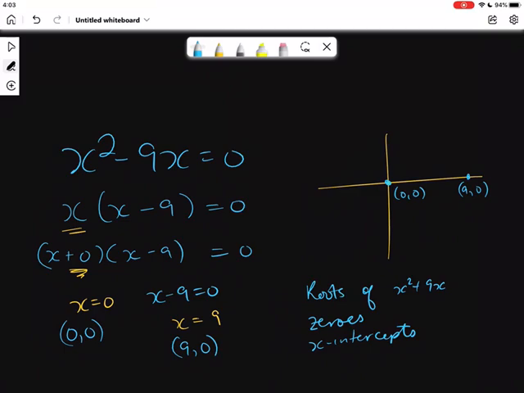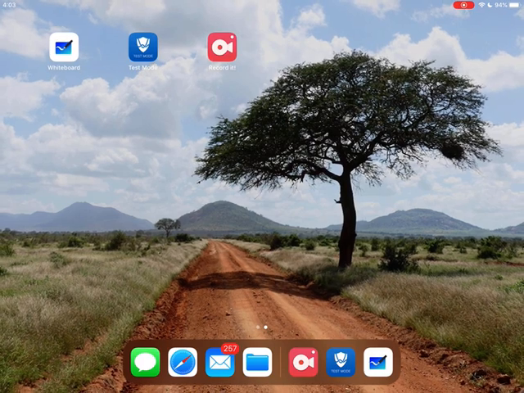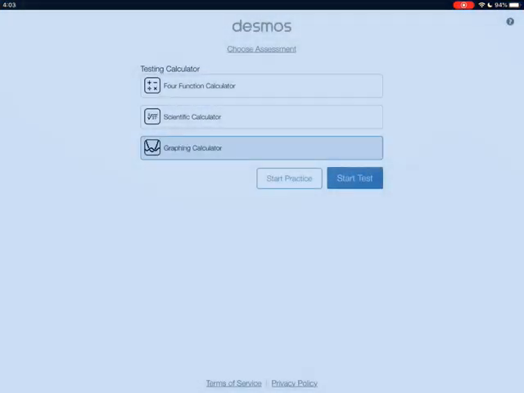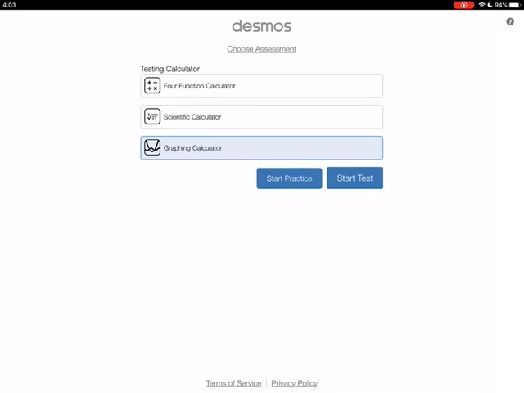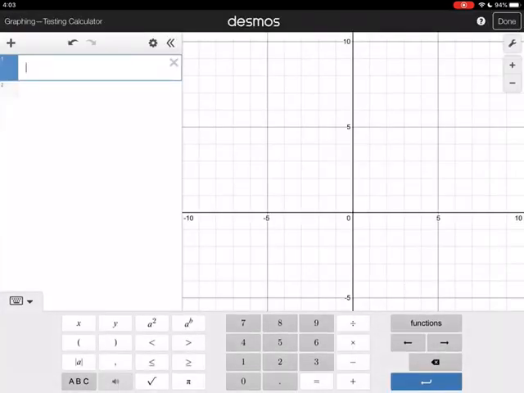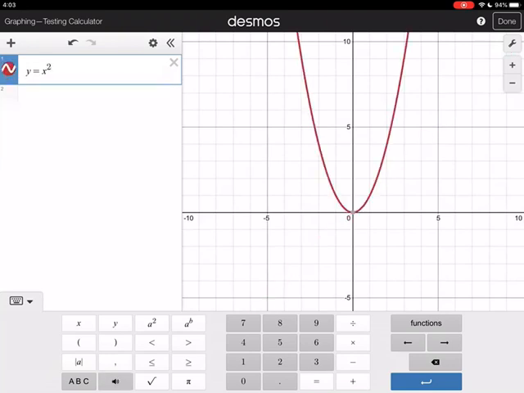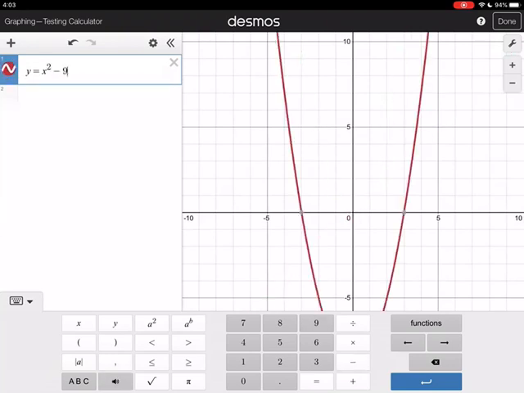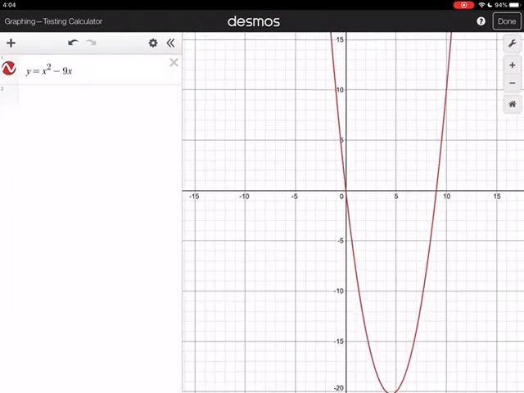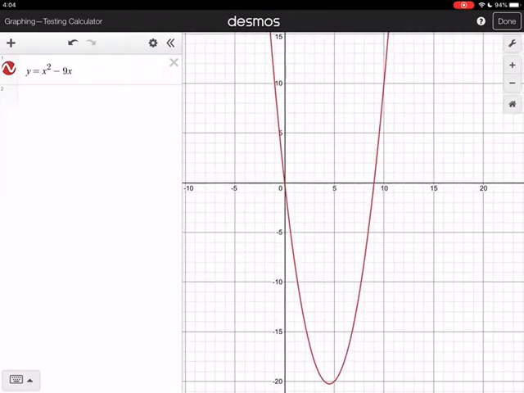And if I go back into Desmos and I graph this, you're going to notice the same sort of thing happened, where you're going to see that graph crossing those 2 points. So let's try it out. So we have y equals x squared minus 9x. Okay, it looks like that. So when I zoom out, there we go. This is what this graph looks like. And again, I can click on these points and there it is, 0, 0 and 9, 0.